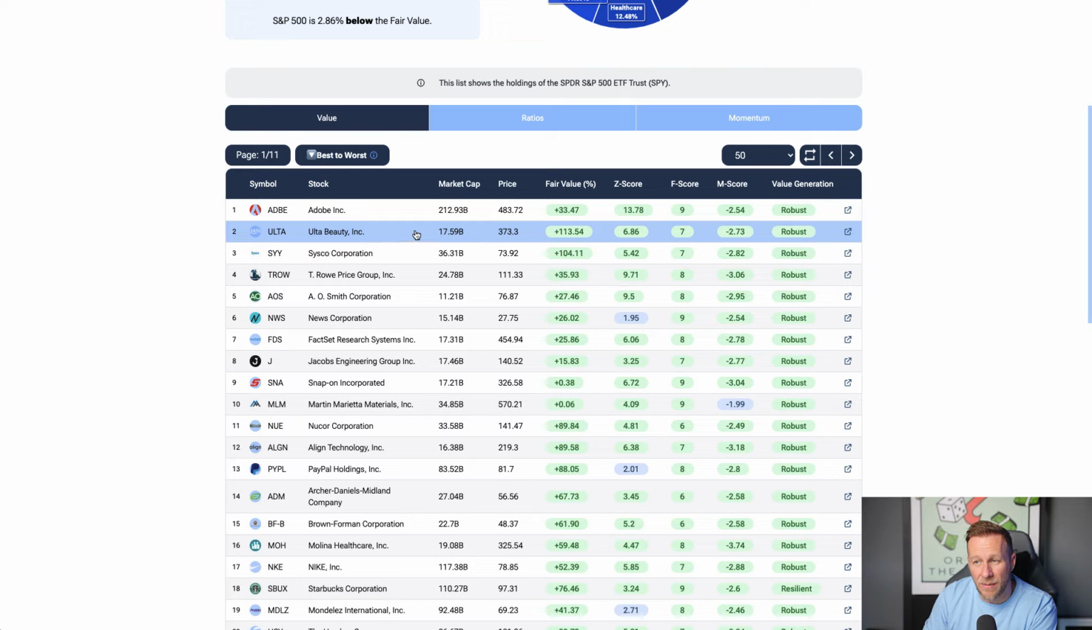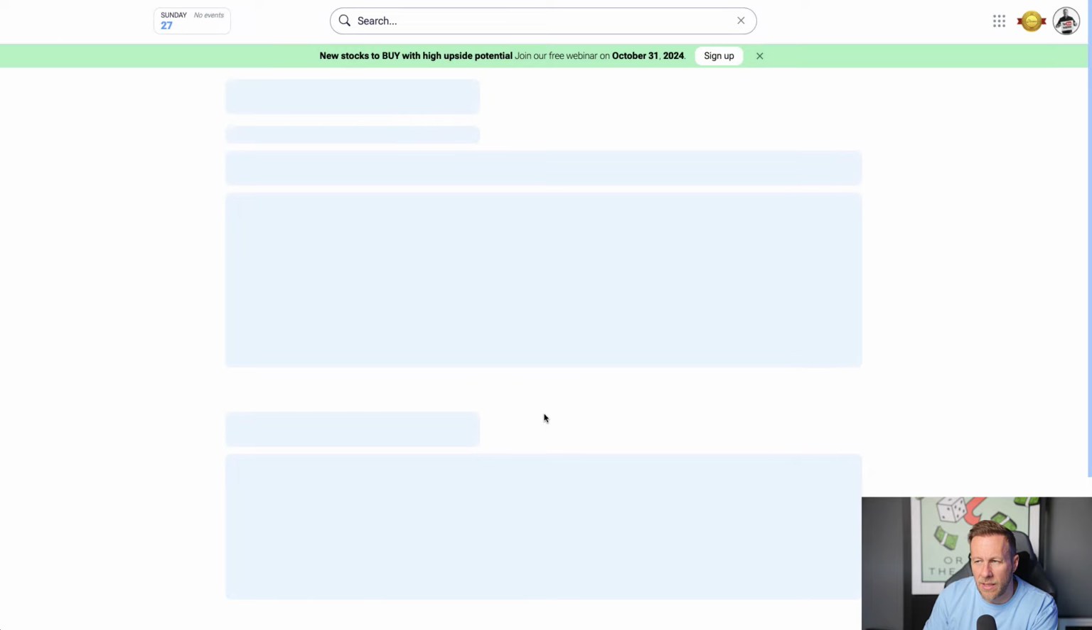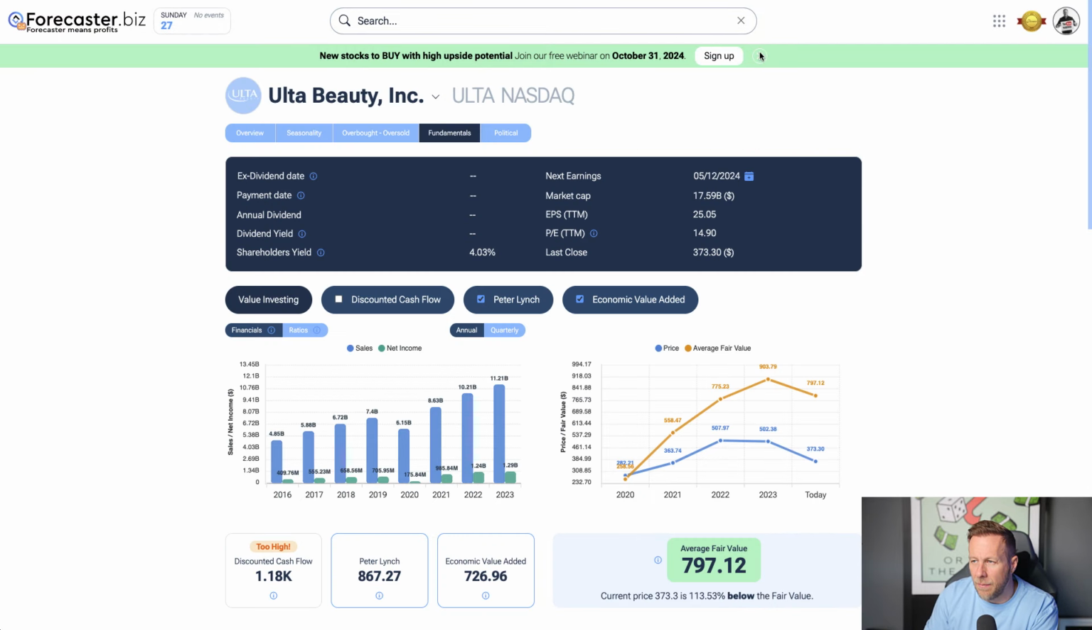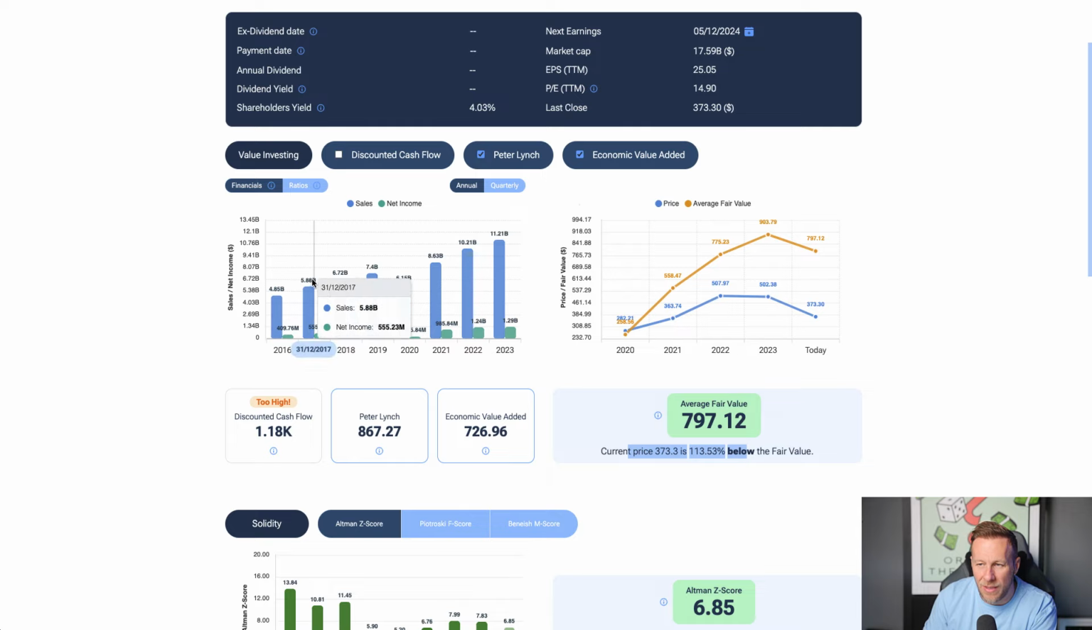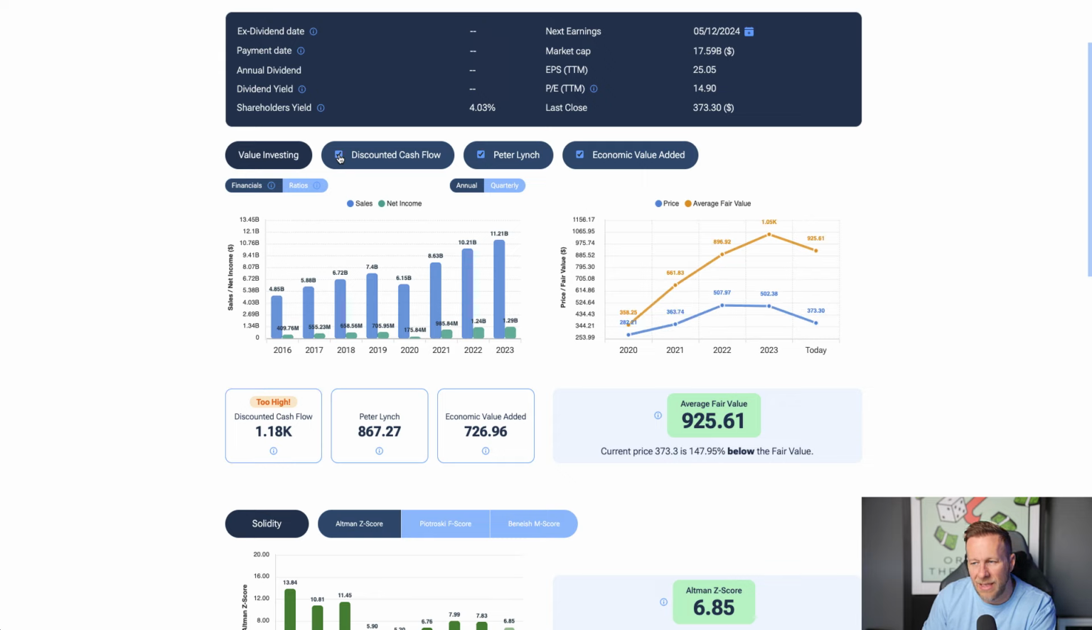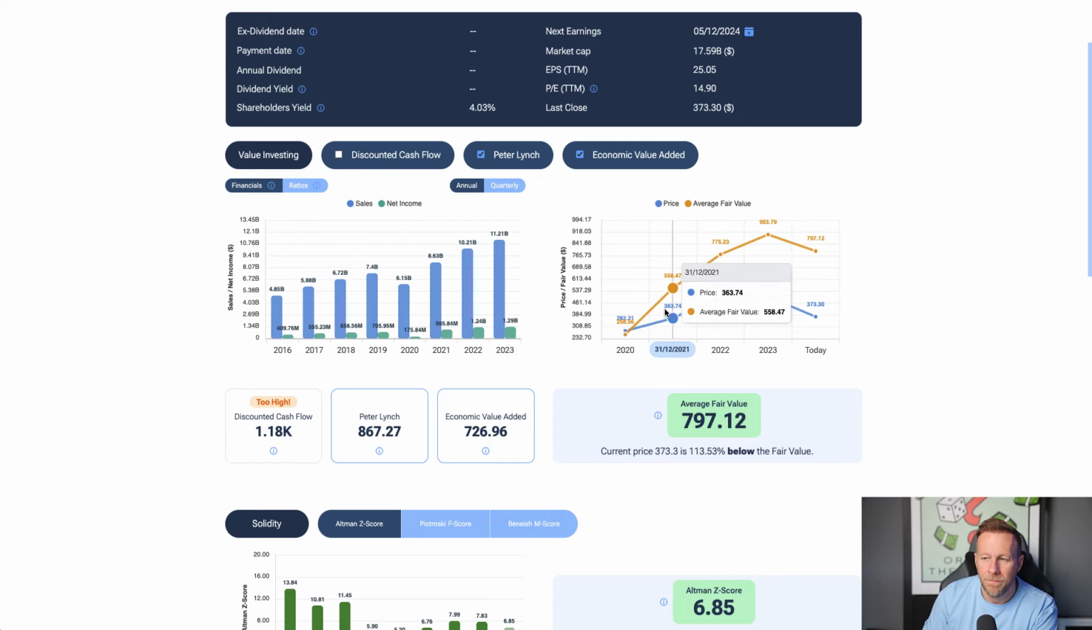Now, one of the really interesting things about this is you might know this, Ulta Beauty. This is the most recent company that Warren Buffett bought in Berkshire Hathaway. This was in this list weeks and weeks before Warren Buffett made the purchase of those stocks. So now if we open up this particular stock and take a little dig in here, you can see that the average fair value is 113.5% below the fair value. Now, we've turned off the discounted cash flow, because that makes it a little bit more optimistic. But you can see that's still a very, very great stock.